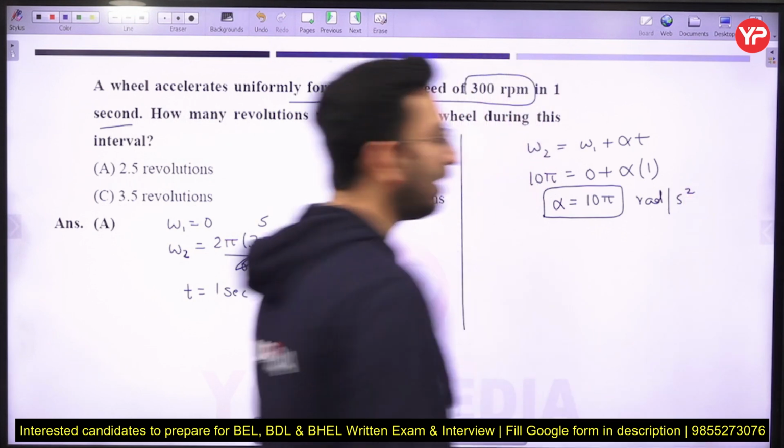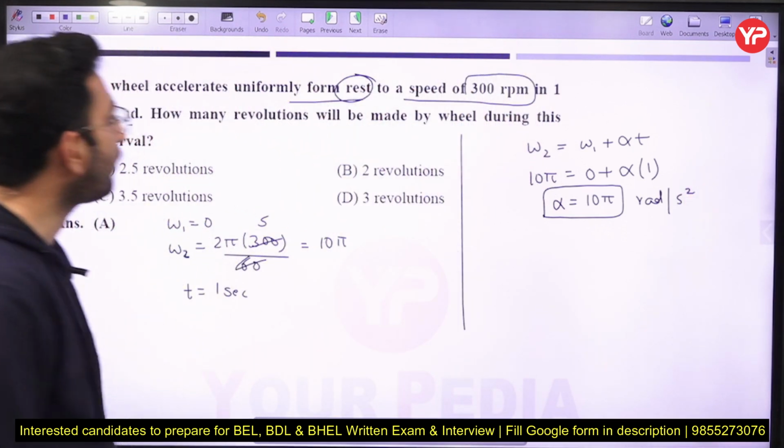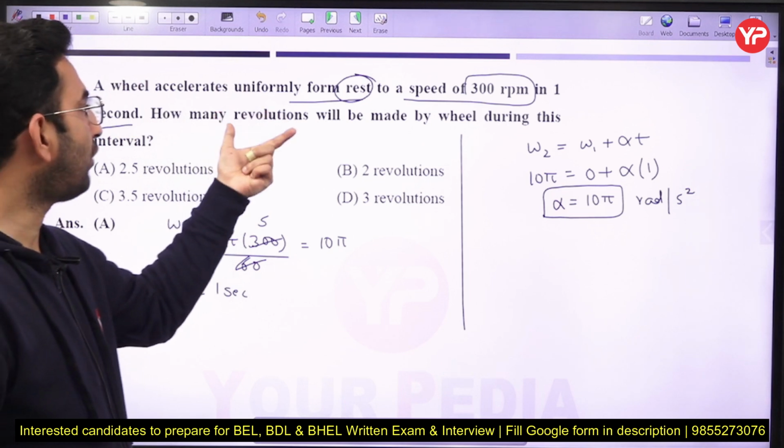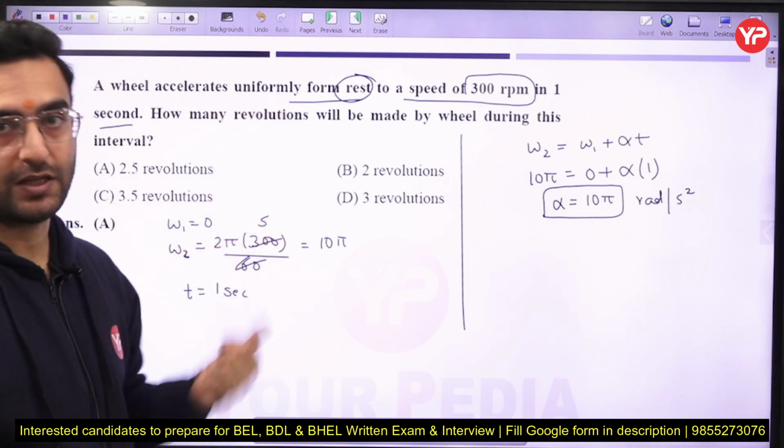10 pi radian per second square in this case. So now, what do you want to find out? Here you want to find out the number of revolutions. That means you want to find out the angular displacement covered by the wheel here.